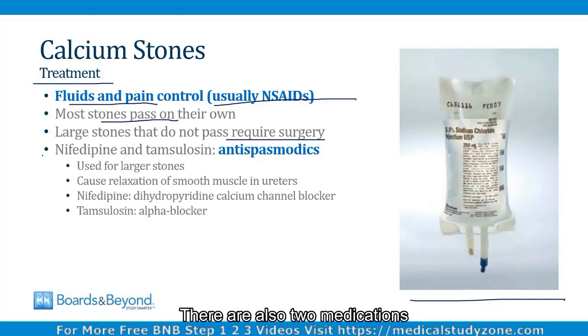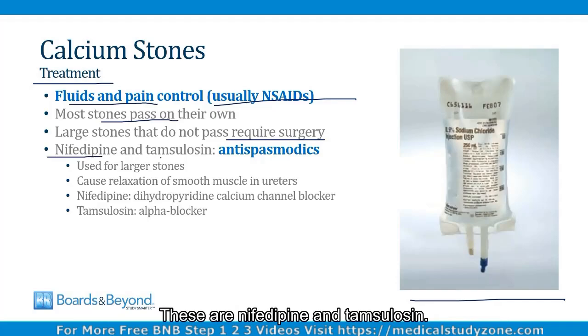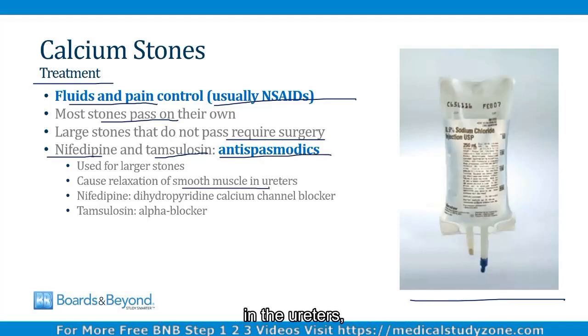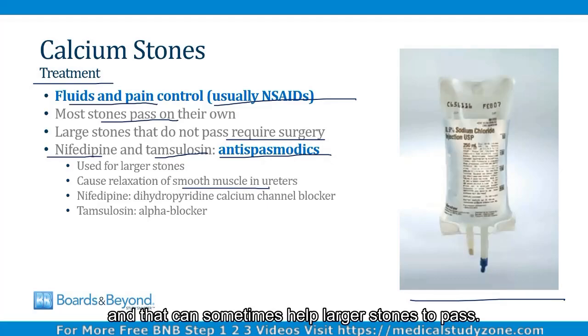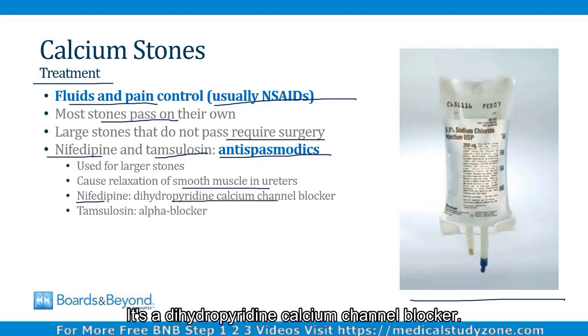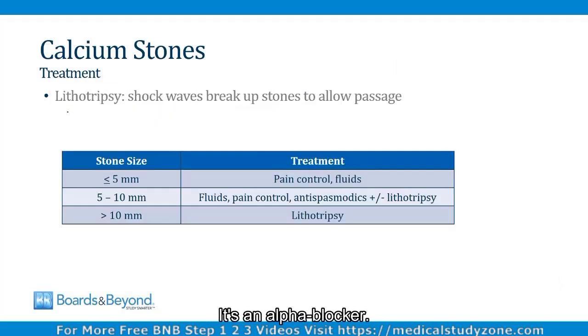There are also two medications that are sometimes administered to help large stones pass. These are nifedipine and tamsulosin. Both of these can function as antispasmodics. What they do is cause relaxation of smooth muscle in the ureters, and that can sometimes help larger stones to pass. Nifedipine, you may know, is also used for hypertension. It's a dihydropyridine calcium channel blocker, and tamsulosin is sometimes used for men who have benign prostatic hypertrophy. It's an alpha blocker. Large stones that won't pass can be treated with lithotripsy.